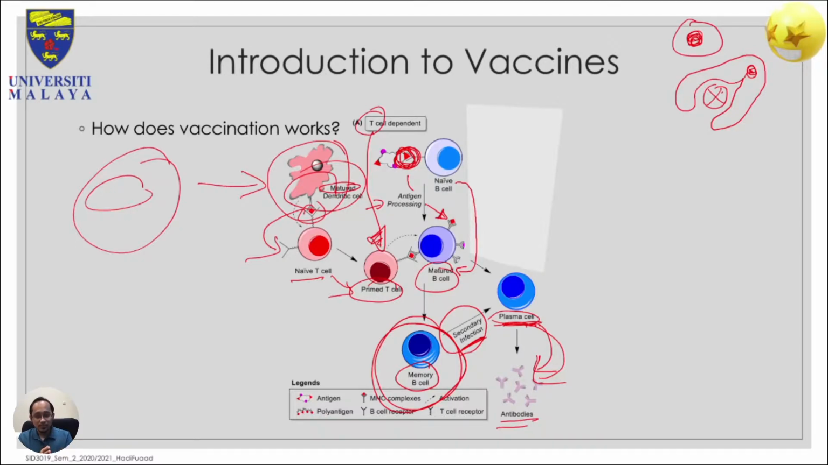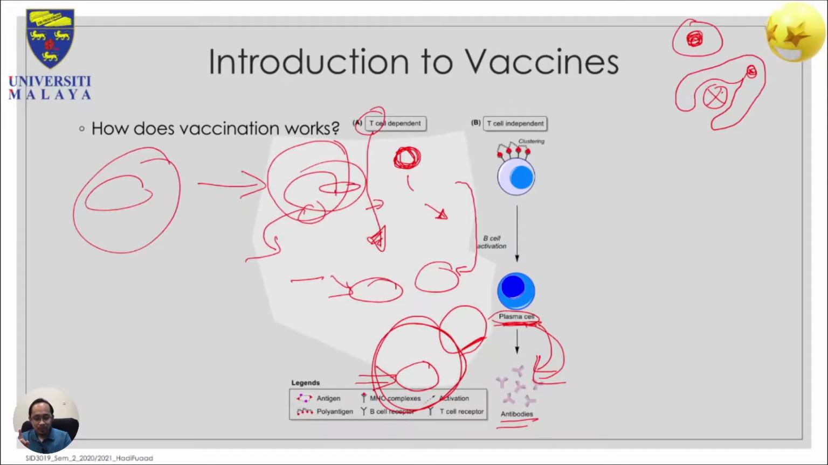Okay, so this is the path of a T-cell dependent. The T-cell dependent path is the only path that produces good memory B cells. A T-cell independent pathway, on the other hand, just straight away activates. Of course, it involves antigen processing.